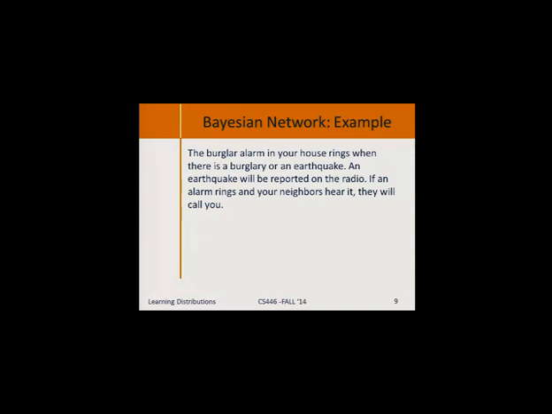An earthquake will be reported on the radio. And if an alarm rings, your neighbors hear it, they will call you. So I want to model it as a probability distribution, as a Bayes net. The reason I want to model it is because I want eventually to answer questions. For example, what would be a question that you could ask here?